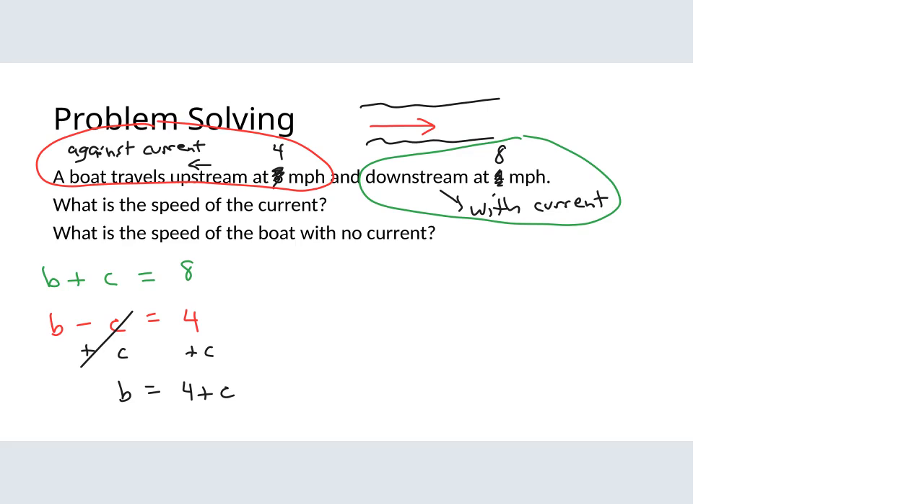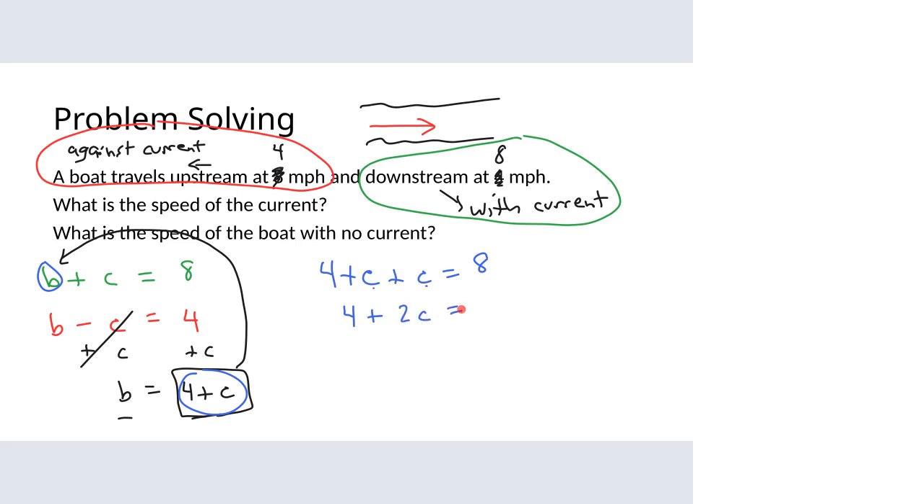And now I'm going to substitute. Because b and 4 plus c are equal, they're the same, I'm going to take 4 plus c, and use that where the b was, and rewrite my top equation. When I rewrite that top equation, putting 4 plus c where the b goes, I get 4 plus c in for the b, plus c is equal to 8. Or 4 plus 2c is equal to 8. And now I just need to solve that equation.